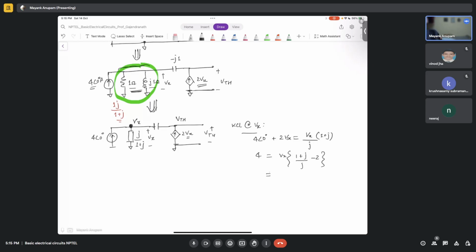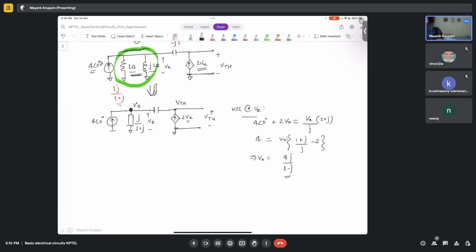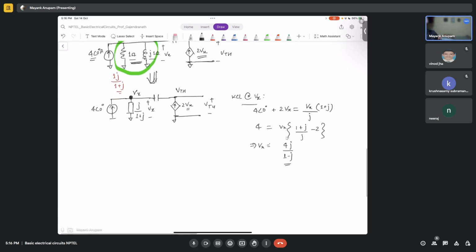So what is Vx now? 1 minus j divided by j, so it's 4j divided by 1 minus j, right? Okay, sir. This is Vx. So what is Vth?